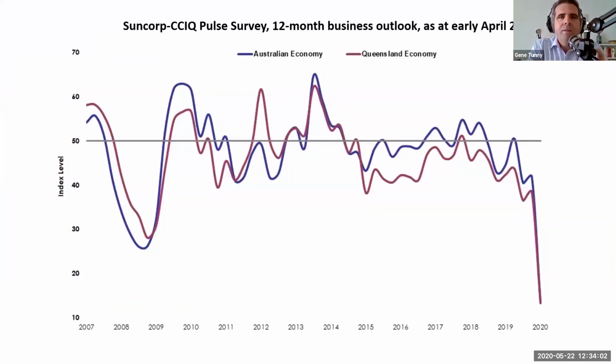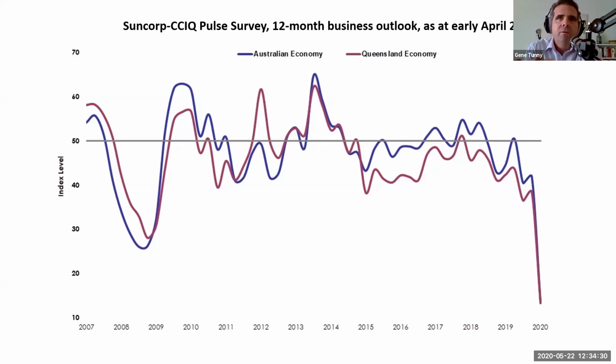So we've seen an absolute collapse in confidence in both the Queensland and Australian economies. That's the 12-month outlook. And the report contains some really extraordinary comments from businesses across Queensland. I think they illustrate that this is a crisis that is affecting all of the regional economies, but it is affecting some more than others.